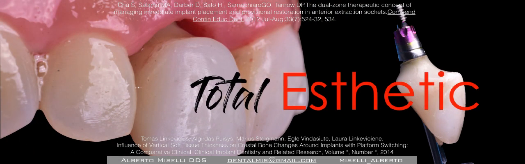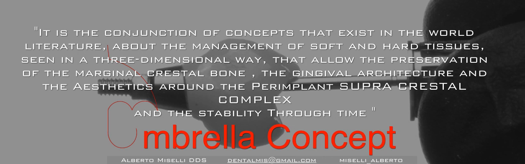So the total aesthetic is a terminology to understand that we need to create aesthetic in the white zone and in the pink zone. I don't want to say I create. No, I just summarize the umbrella concept that is a conjunction of concepts that exist in the world literature about the management of soft tissue and hard tissue seen in the three-dimensional way that allow the preservation of the marginal crestal bone, the gingival architecture, and the aesthetic around the peri-implant supracrestal complex, and the stability through time.